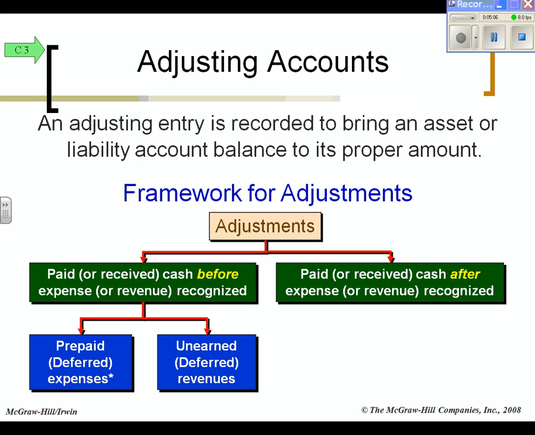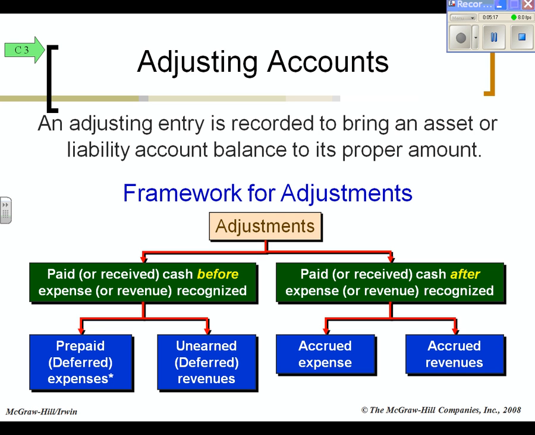There are two types of deferrals, and that's prepaid expenses and unearned revenue. On the other side, with our accruals, we have accrued expenses and accrued revenues. When we're looking at accrued expenses, what they're talking about there are your payables.